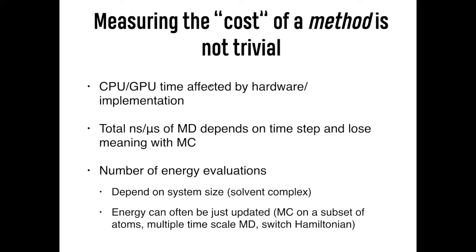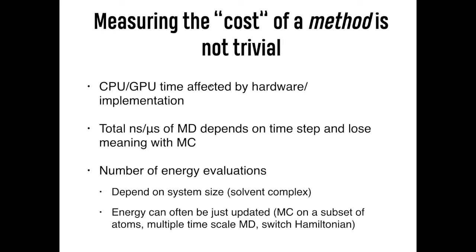The main problem is that it really depends on the system size. So two energy calculations are not the same. In many of these methodologies, we actually have two phases, a complex phase and a solvent phase, and they have two very different sizes. So depending on how much effort you spend on one phase rather than another, the cost is not going to be fair. And also, for systems of the same size, the calculations that the method requires are not always the same.